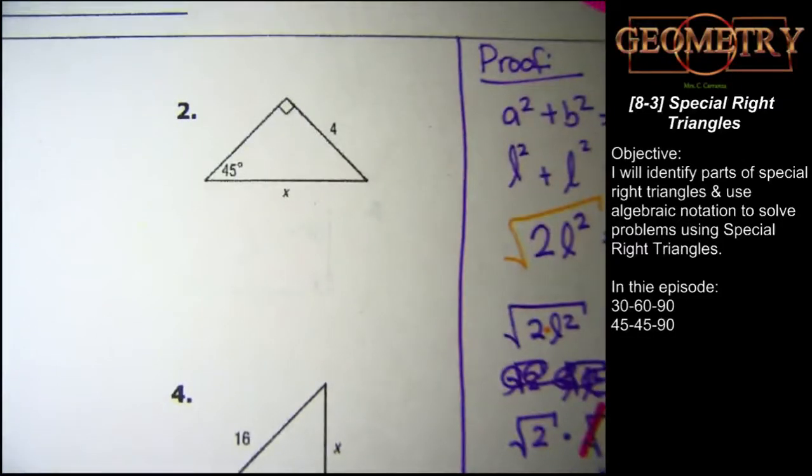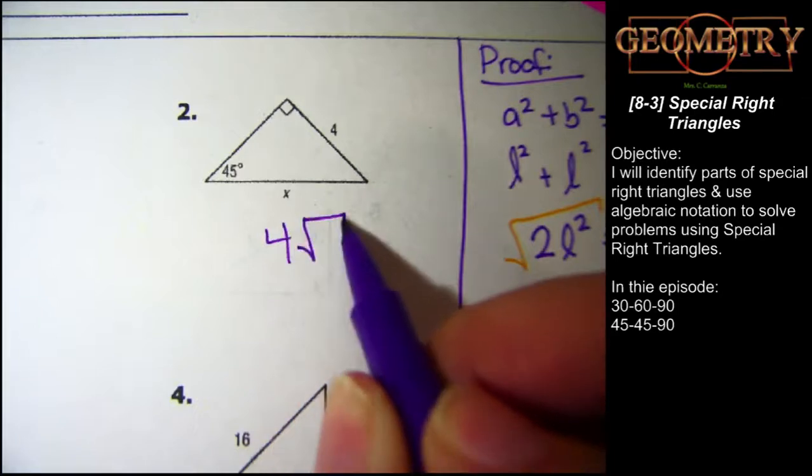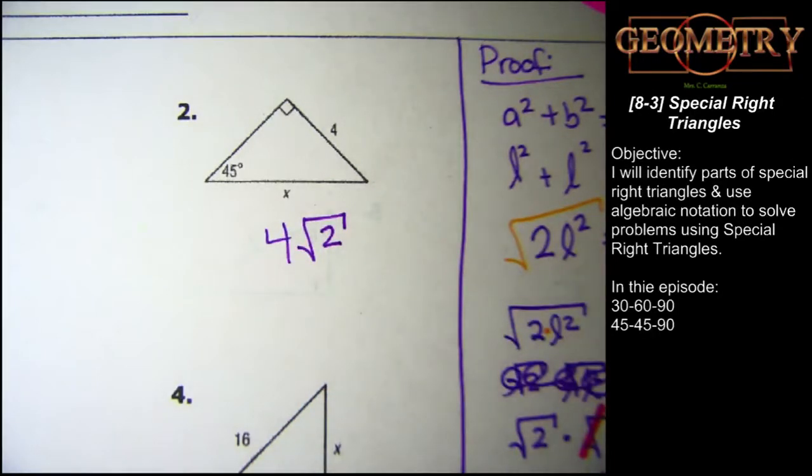Is this a 45, 45, 90 right triangle? Yes. What is the length of a leg? 4. And so the length of the hypotenuse is? 4 times the square root of 2, which you're going to write like this and be done. It's like we're cheating.